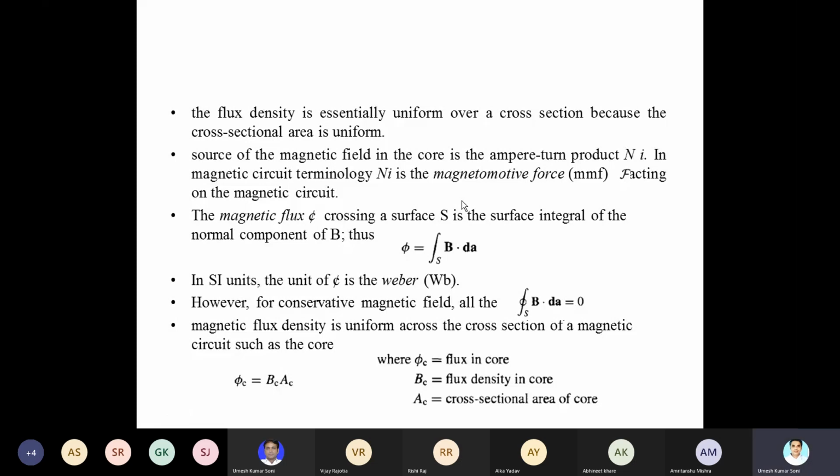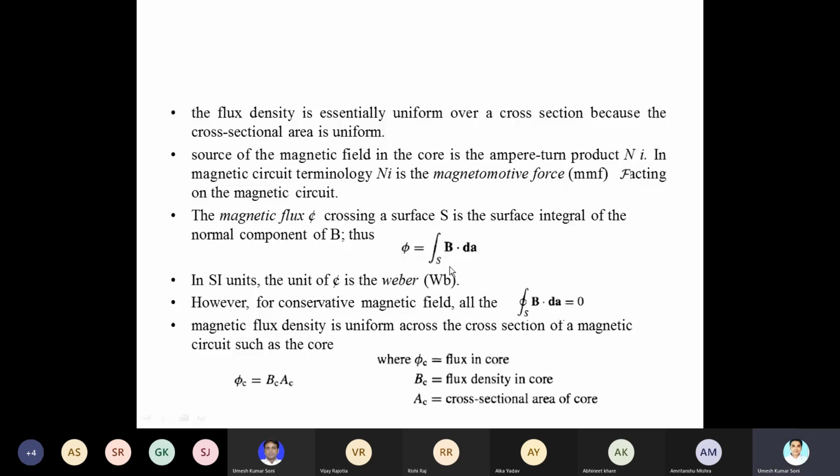Here you see that the total flux crossing any area of the core is the surface integral of B dot dA, the surface integral of B along that area. This is equal to the flux.